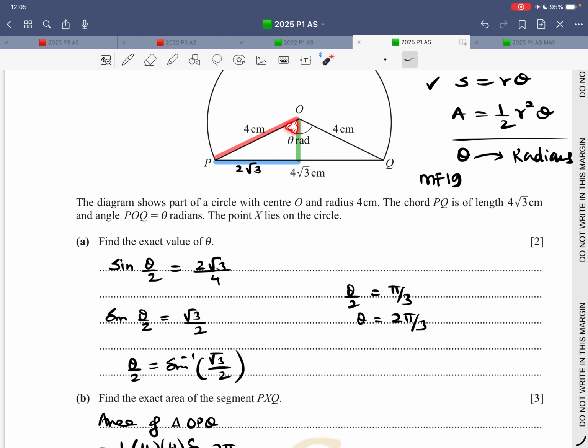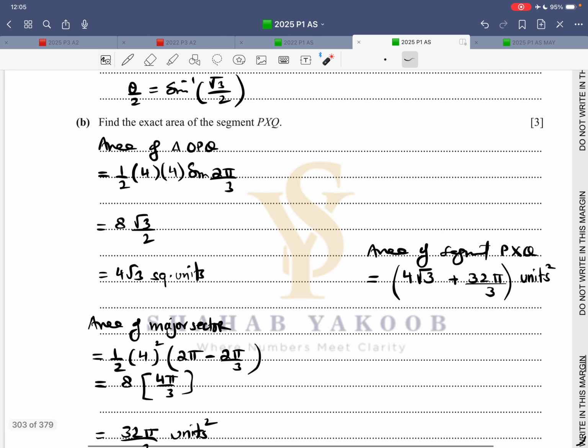Now this much of the angle, that is pi by 2. This is half of the whole thing because it's an isosceles triangle. So that's the property. If I drop a perpendicular, it will bisect it equally. So over here, this is 2 root 3, this is 4, this is theta over 2. Theta over 2 comes out to be 60 degrees, actually pi by 3 radians, therefore theta is 2 pi by 3. If someone wants to use the cosine rule, they are most welcome.